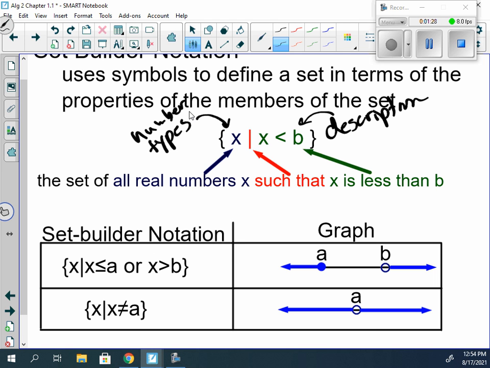Now, if it is all real numbers, we're just going to use brace x bar. We don't have to put anything else. But if it's a number type that's not all real numbers, so if we're just talking about the integers or the natural numbers or the whole numbers, we have to specify it.